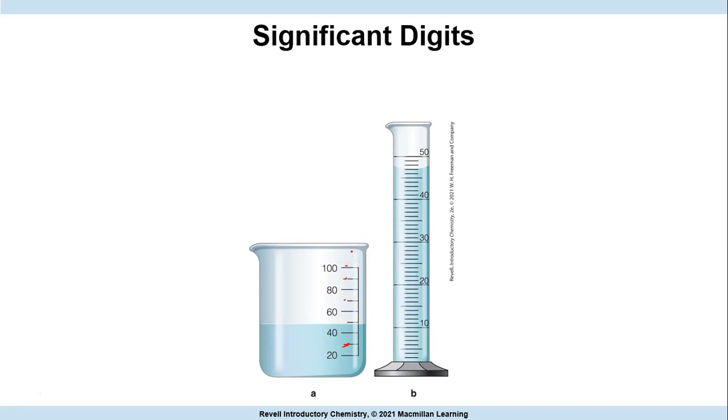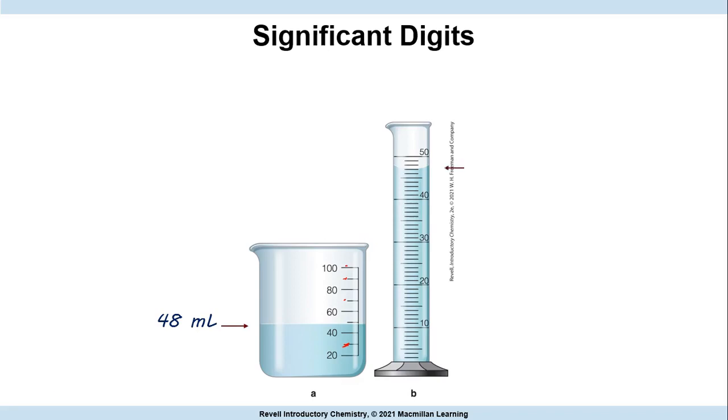If you are asked to read this volume out, you will see that it is above 40. So you already know for sure that it is 40 something. Now, it is close to 50, but not touching 50. So it's around 48 or 49. So we are looking at two significant figures here. We are looking at 48. So it could be 48 milliliters, or it could be 49 milliliters.